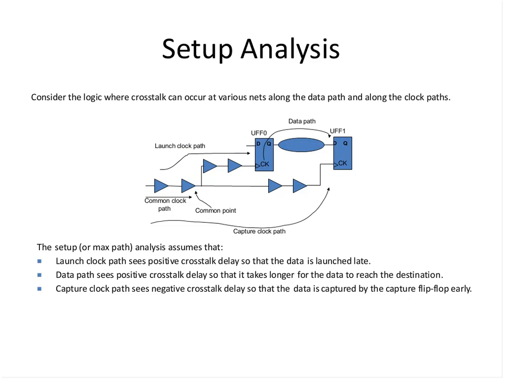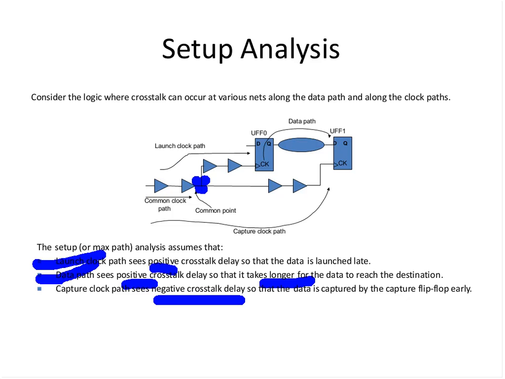Again, let's summarize in the figure here. For setup, let's assume the launch clock path sees positive crosstalk delay, so launch data is launched late, and the data path sees positive crosstalk, so it takes longer for the data to reach the destination. The capture clock path sees negative crosstalk, right? Again, there's a common clock point; I'll tell you later how this affects the analysis. But apply the same principle: if you are PrimeTime, your job is to always assume the worst case. What is the worst case for setup? The data getting delayed and the capture clock coming earlier. This is the worst case for setup.